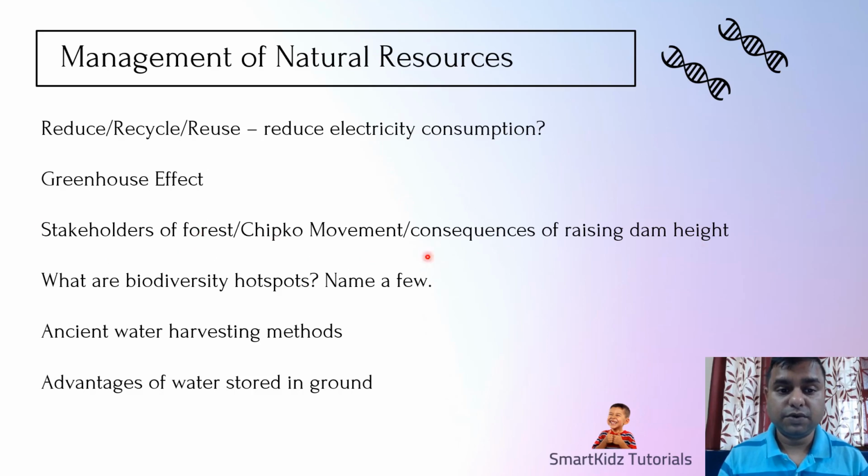Very, very important questions. You should also know what is the greenhouse effect. Then you should know the difference between reduce, recycle, reuse, the 3 Rs. Or you may be asked an application question like how do we reduce electricity consumption? Apart from that, you may also be asked about the advantages of water stored in the ground. So these are the most likely questions that could come. Also, they could ask you about biodiversity hotspots and how we manage our natural resources, based on the title of the topic itself. So many such questions can be asked, but these are the more likely questions.